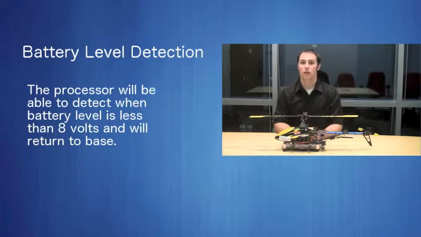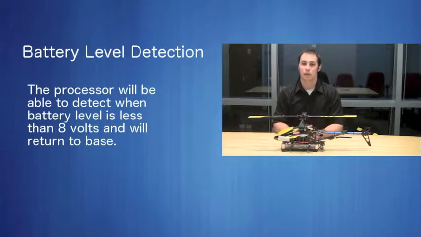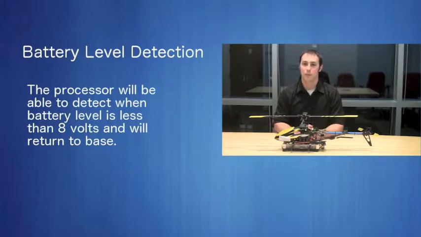The first engineering requirement is called battery level detection. The battery level detection requirement means that the UAV needs to be able to detect the battery level at any time in the flight, update the user of how much battery is remaining, and if the battery falls below a certain point, needs to return back to base to avoid any accidents. This requirement has been successfully passed.